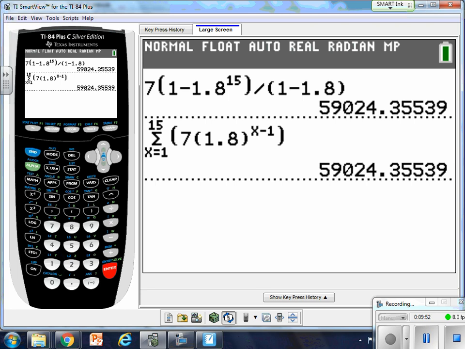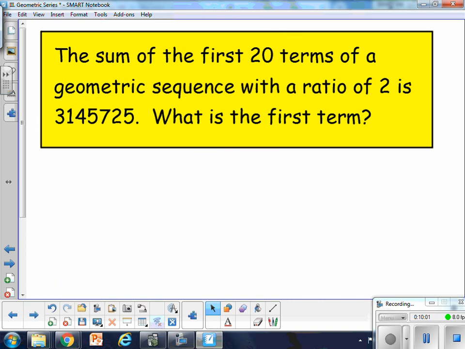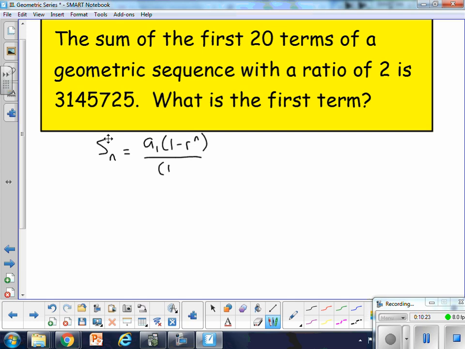Okay. All right, so let's do one last example where we are given some different information. Okay, let's think about, they're telling us the sum of the first 20 terms of a geometric sequence with a ratio of 2 is this big number. So what is the first term? Okay, so again, the formula for a geometric sum is always a1 times 1 minus r to the n, all over 1 minus r. Okay, and we should know some of the pieces, and we should be able to find the one we need.